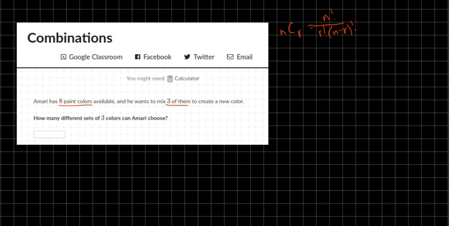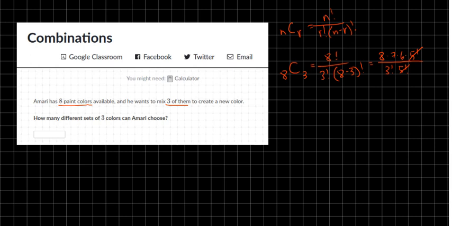How many different sets of 3 colors can Amari choose? Well, that answer is 8 choose 3. We have 8 things and we choose 3. How can we do it? So that's going to be 8 factorial divided by 3 factorial times 8 minus 3 factorial, or 8 times 7 times 6 times 5 factorial over 3 factorial times 5 factorial. And those 5 factorials are going to cancel out. 5 factorial divided by 5 factorial is 1.